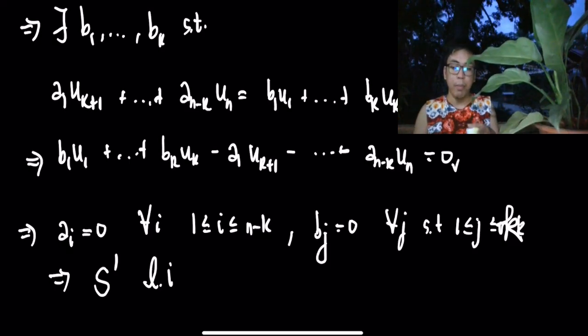And so S prime is linearly independent, and at the same time, it spans the image of F. And so S prime is a basis for the image of F, which implies that the rank of F is actually N minus K. That's it. So we have now proven the claim.